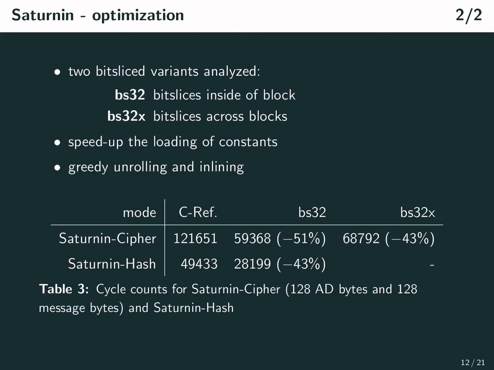In the case of Saturnin, we optimize two 32-bit available implementations. The BS32 and BS32X implementations both implement Saturnin in a bit-sliced fashion. Their difference is that BS32 bit slices inside of blocks, whereas BS32X bit slices across blocks. We tweaked the code to make sure that any constant would be loaded from SRAM and apply some greedily unrolling and inlining techniques. Table 3 presents the achieved results.